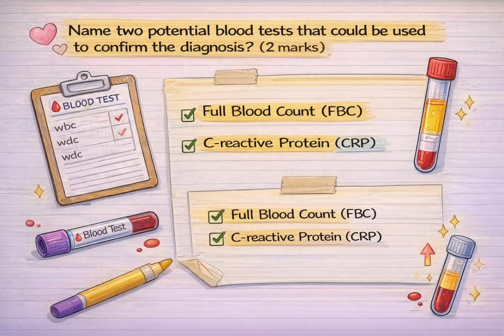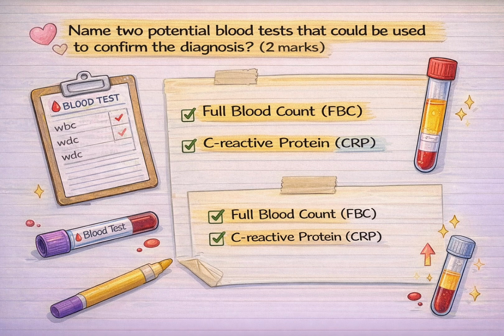All right, now let's quickly go through this 2-mark question. The question is asking what 2 blood tests could be used to confirm the diagnosis. Now for questions like this, you don't want to overcomplicate it. The key idea is that we're looking for evidence of infection and inflammation in the blood.